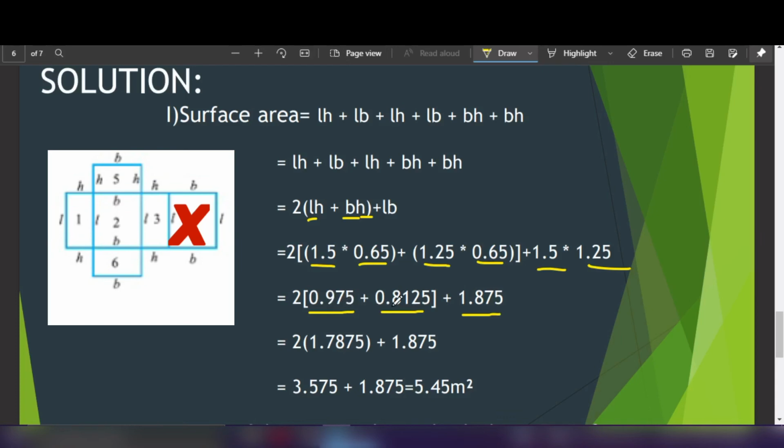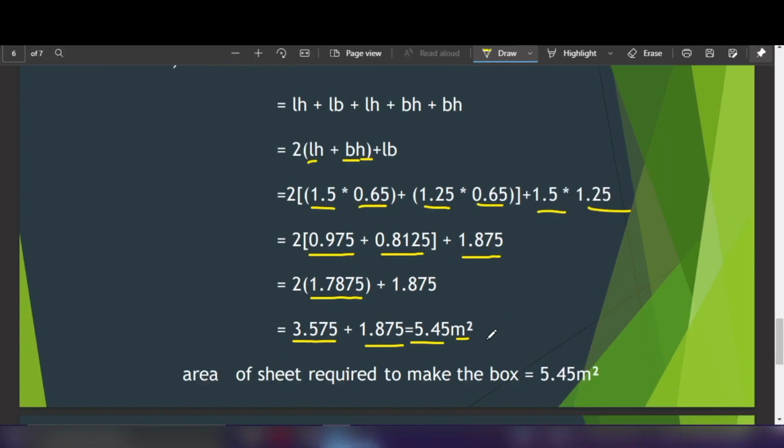Now within the square bracket, you have to add up. That is 0.975 plus 0.8125, you'll get 1.7875. And when you multiply with 2, you'll get 3.575. Now add the 1.875. Adding these two, we get 5.45 meters square. You have to always mention the unit. So finally, the area of sheet required to make the box is 5.45 meters square.